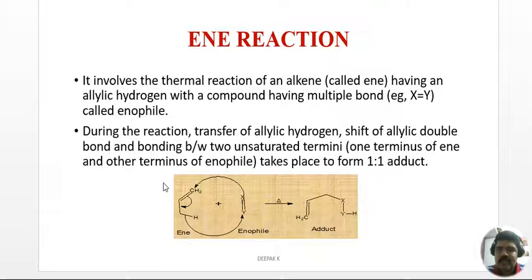Now during this reaction, one of the groups is getting transferred. So the group transfer is actually taking place between this ene and enophile. You should have an allylic carbon, right? And it contains allylic hydrogen as well. And this allylic hydrogen is getting transferred from ene to enophile. And that is why it is known as a group transfer reaction. Ene to enophile transfer. Okay, so this is it.